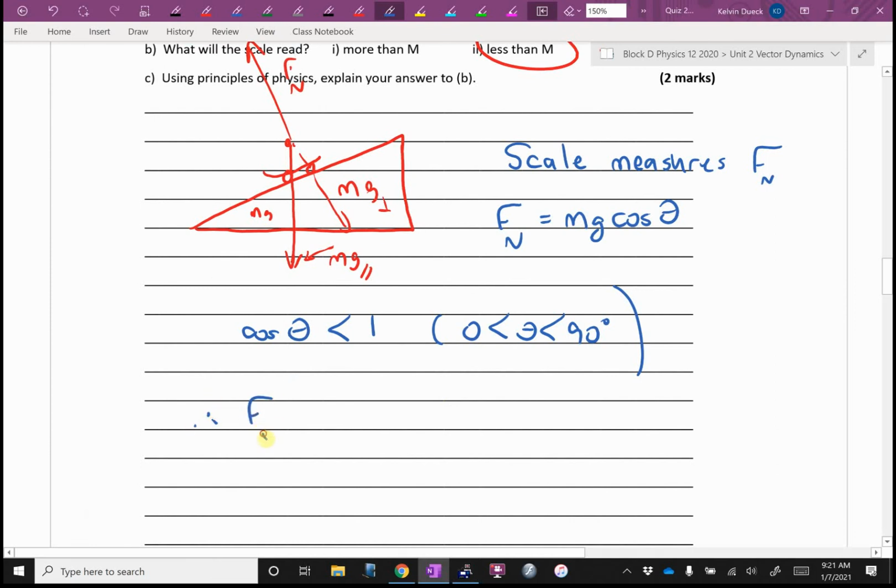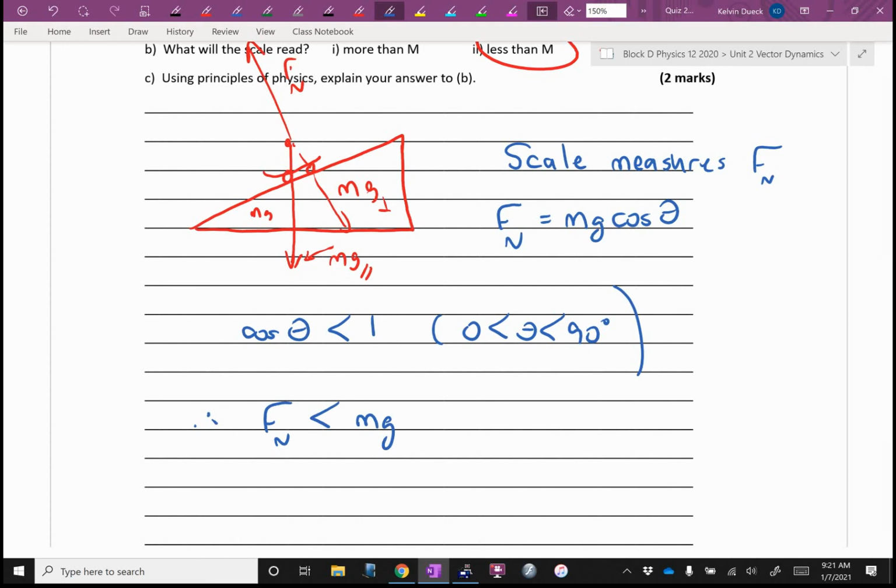Therefore, let's try that again. Therefore, Fn will always be less than mg. Now, that's a purely algebraic answer, and I'm not expecting you all to come up with that unless you've done pre-calc 12, probably last year, because I don't know if you did pre-calc 12 in first quarter whether Mr. Gerard got to the full trig section.